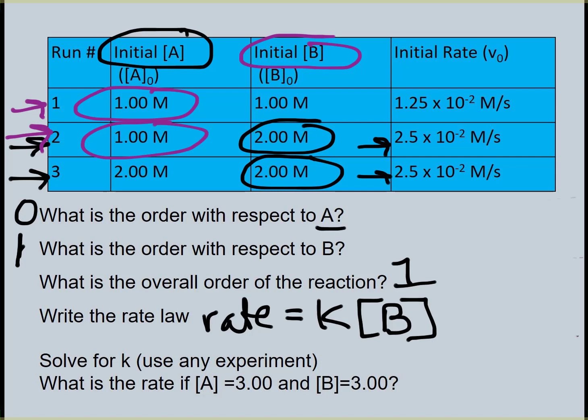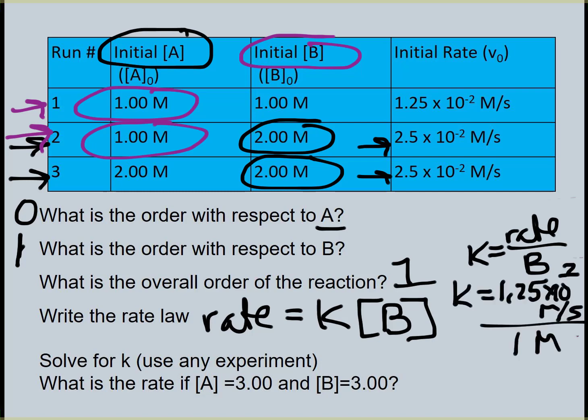And then let's go ahead and solve for K, and you can use any experiment that you want. So rearrange this equation, I get K is equal to rate divided by B, and I'll just pick the top experiment. So my molarity cancels, and my K is 1.25 times 10 to the minus 2, and it's s to the minus 1 as the unit. That's what K is.